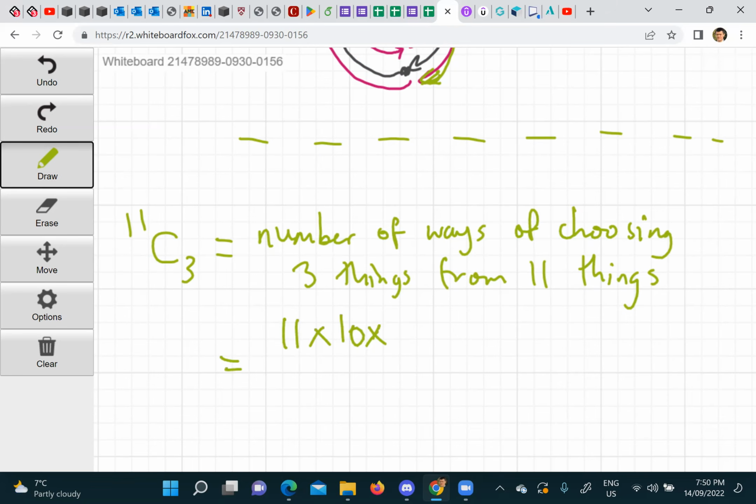So 11 times 10 times 9. There are 11 ways to pick the first person, 10 ways to pick the second, 9 ways to pick the third. Then you divide, because you don't care who's first, second, or third, so you divide by the ways you can order the 3 people. That's 3 times 2 times 1, which is 6.